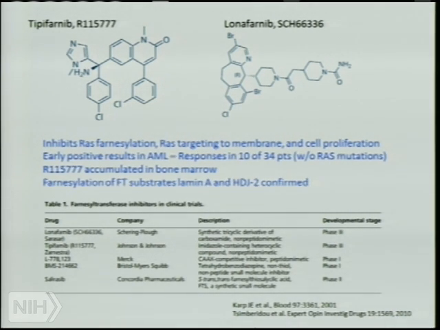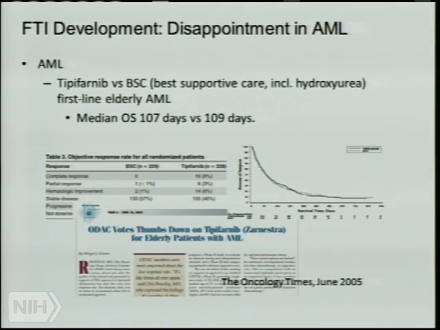What they found early in AML was that there were responses in 10 of 34 patients. None of those patients had RAS mutations, but they said, well, maybe this drug works anyway. We don't really care if it hits the target or some other target. We're going to go ahead with it. But it did show inhibition of farnesylation, and they used surrogate substrates and were able to confirm inhibition of farnesylation.